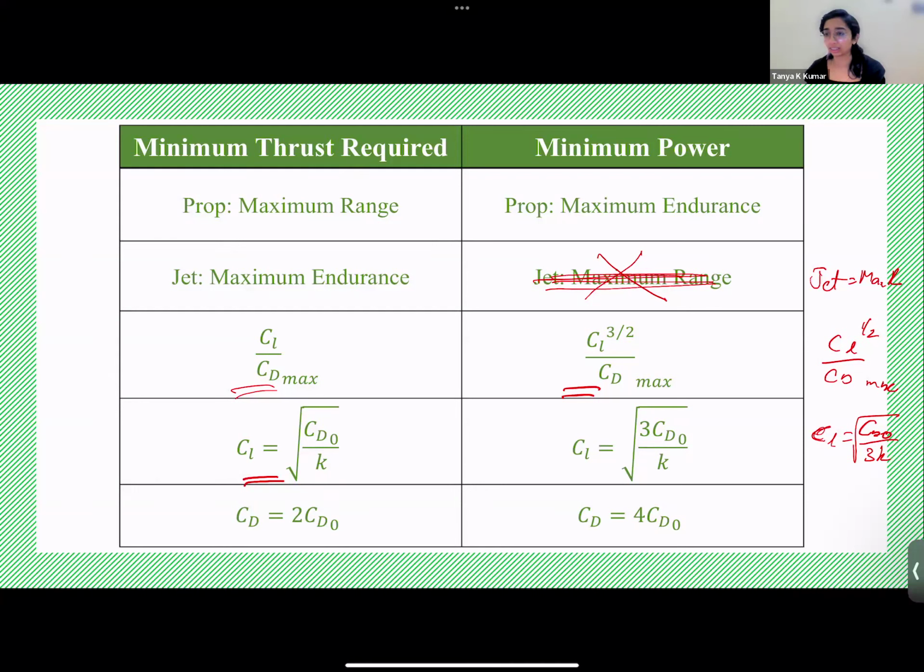What is the main difference in the functioning of propeller and jet engine? Some difference in their operations or anything that you can think of. Just think about it. Why is it different? Minimum thrust corresponds to maximum range for propeller, but it corresponds to maximum endurance for the jet. Why is there this difference in their functionality? What's the difference between propeller driven aircraft and jet driven aircraft? Any points that you can think of.